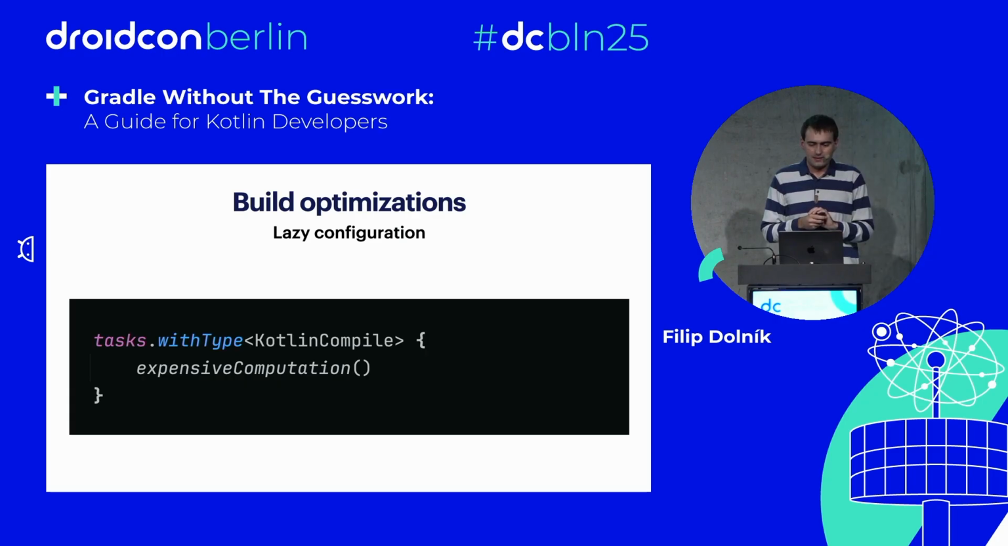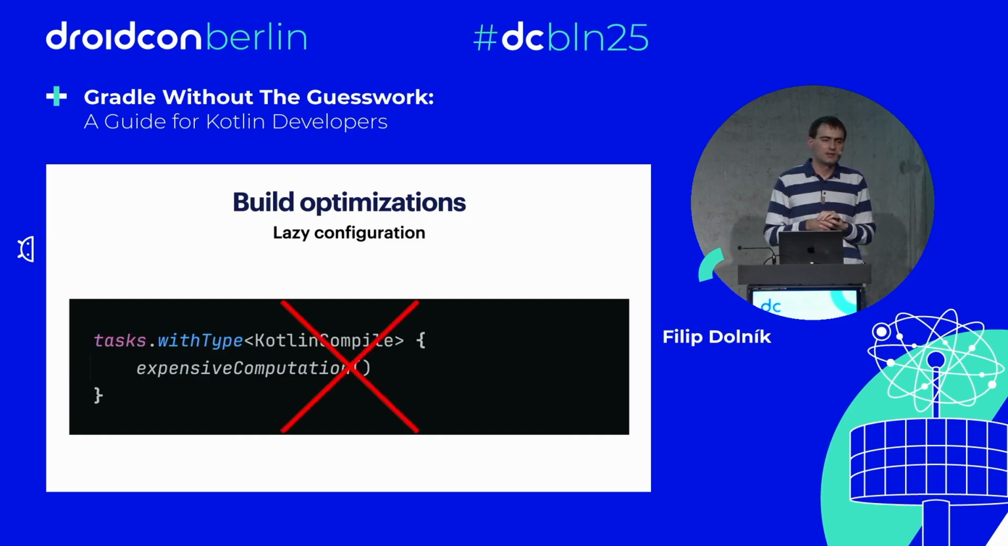Now, here is a very common mistake that I see in basically every single project I open, and that's when people try to configure tasks. This is an old API, and what it does is that it looks at all the tasks that exist, that are created, registered, filters them by type, filters out every task that is Kotlin compile. Think of it as filter is instance in Kotlin. And then it runs this configuration block on it.